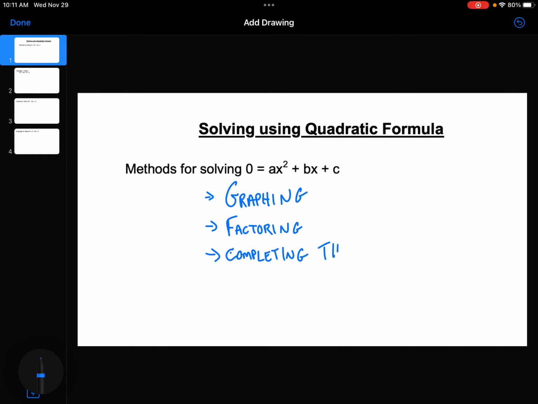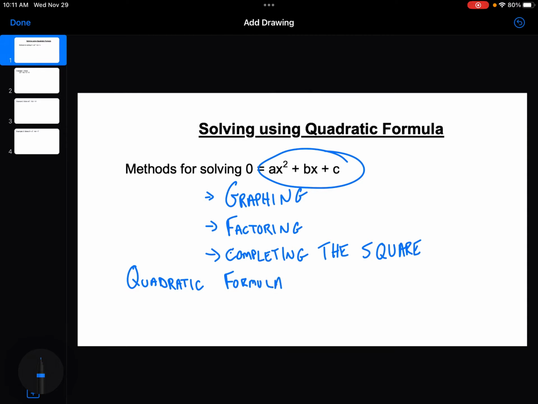Completing the square and rearranging. So those are the 3 that we've done or should know how to do. The last way is actually using what's called the quadratic formula. Now, the quadratic formula is derived from completing the square of our standard form formula and then just using that to solve for x. If you want to see the proof, we're going to post that on our Google Classroom.